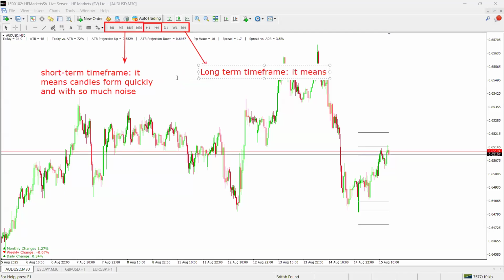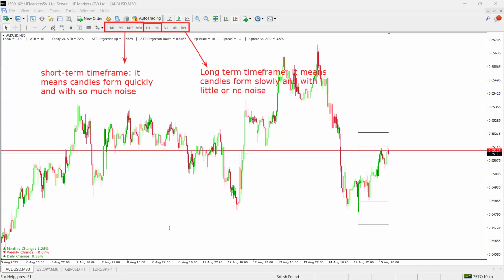Here, it means candles form slowly and will lead to unknown noise. So clearly, long-term time frames, because it's slow, one day, imagine day one, it means a single candle will form for 24 hours. All the noise would have disappeared inside. You get?